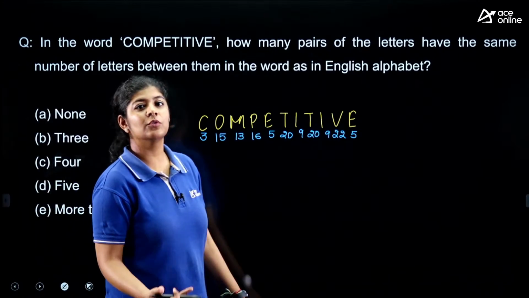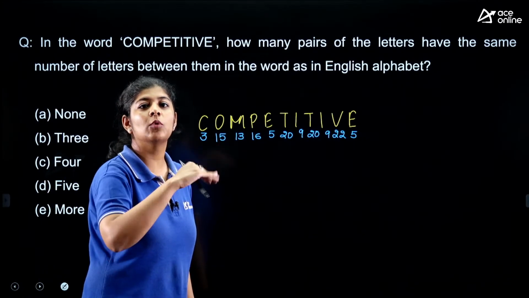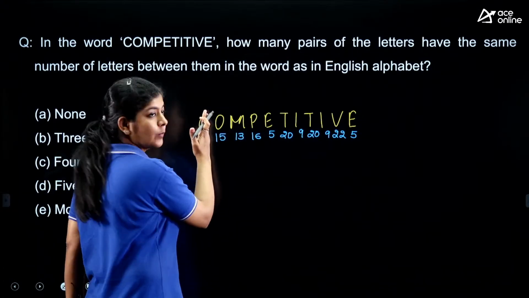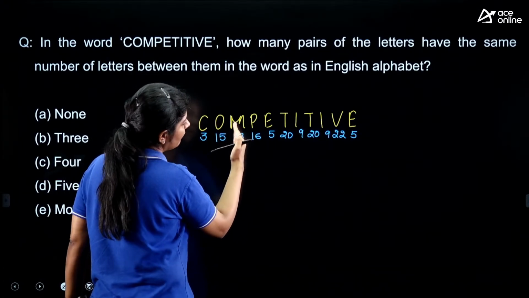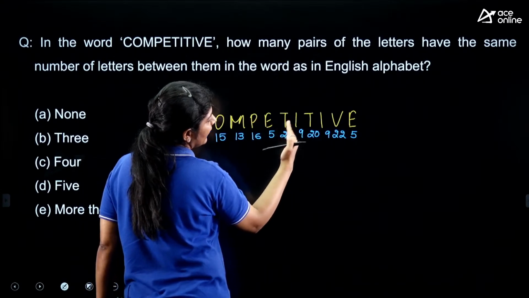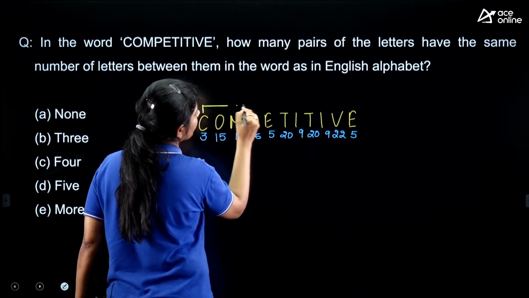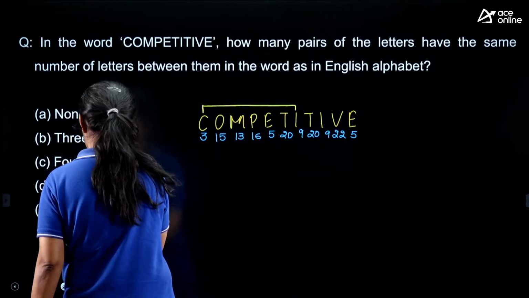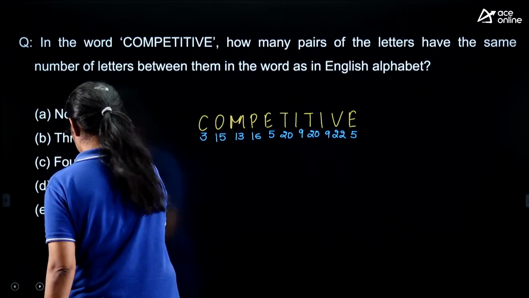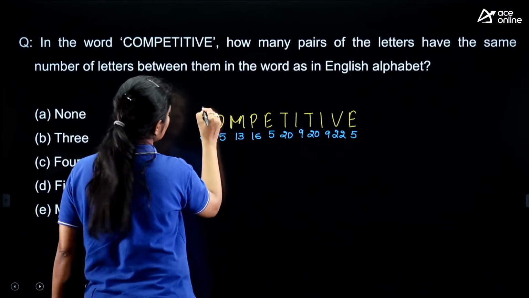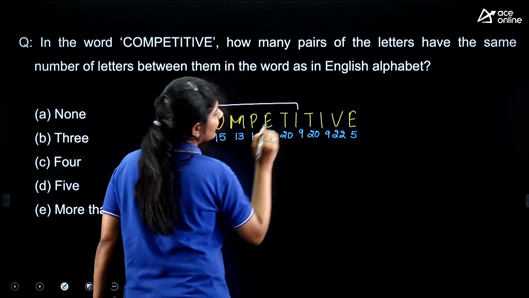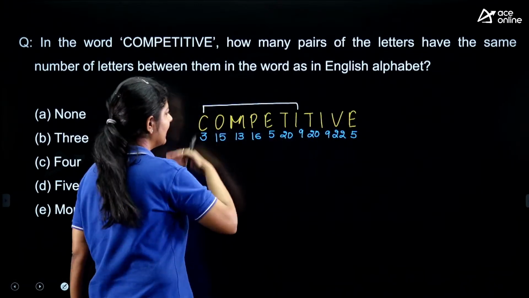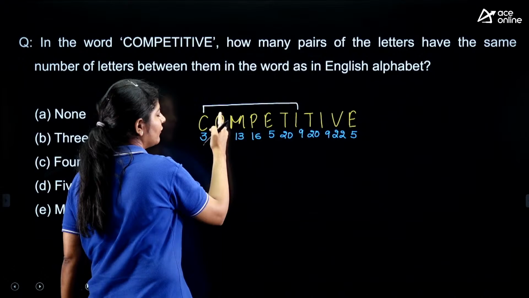Now we simply have to check in both directions, forward as well as backward. So we will start with this one. 4, 5, 6, 7, 8, 9. We got our first pair. Right? 9, 10, 11, 12, 13. Right? Move further. 15, 16. Do we have 16? No.